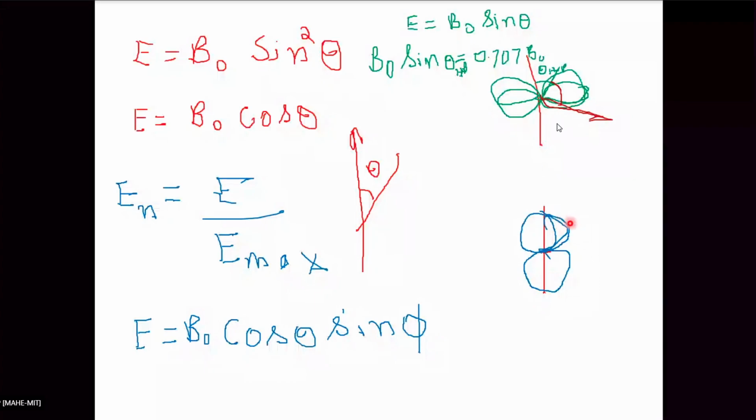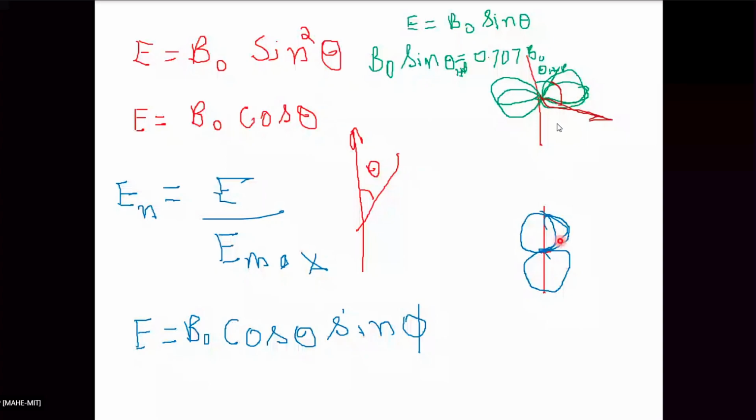For cos theta, this is the cos theta pattern. The direction of maxima is 0 degrees. So what is the direction of the half power point? 45 degrees. Same. Now how do you find the theta HP?